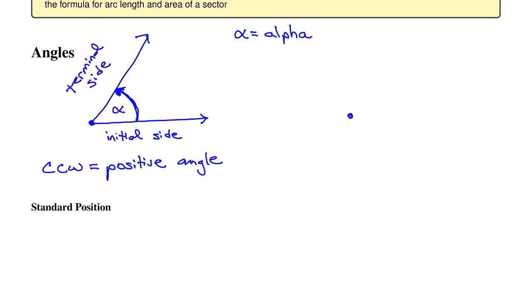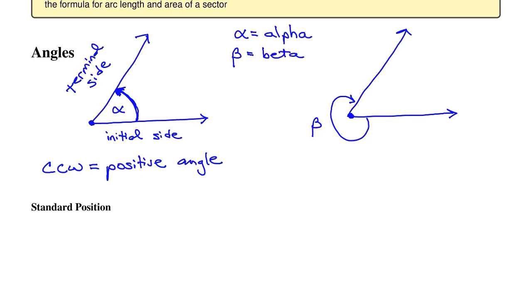Let's suppose that we have a different angle, but it looks much the same, but this time it goes around the other way. Let's call this one beta. Beta is the second letter of the Greek alphabet, and incidentally, this is where we get our word alphabet, alpha beta, for our system of letters. Anyway, this one goes clockwise, CW stands for clockwise, and that makes this a negative angle. So counterclockwise is a positive angle, and clockwise is a negative angle.